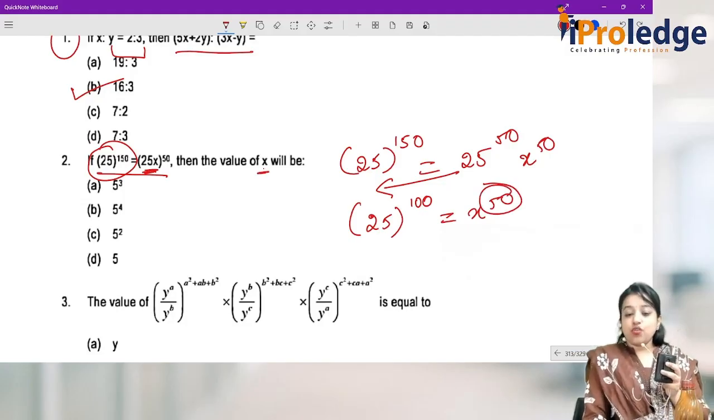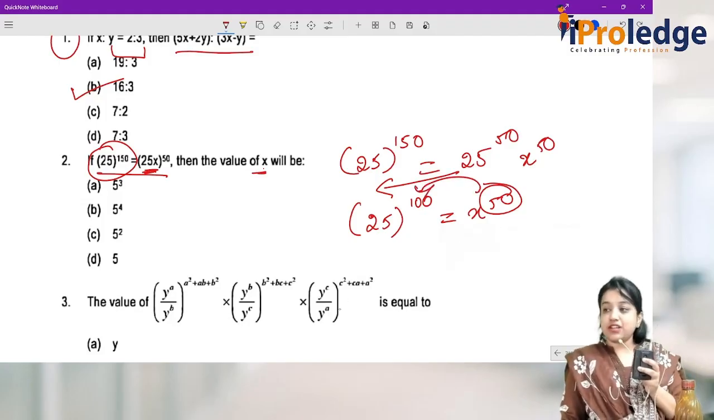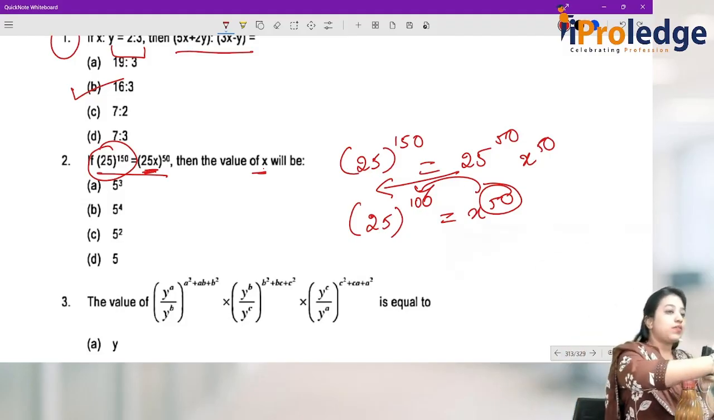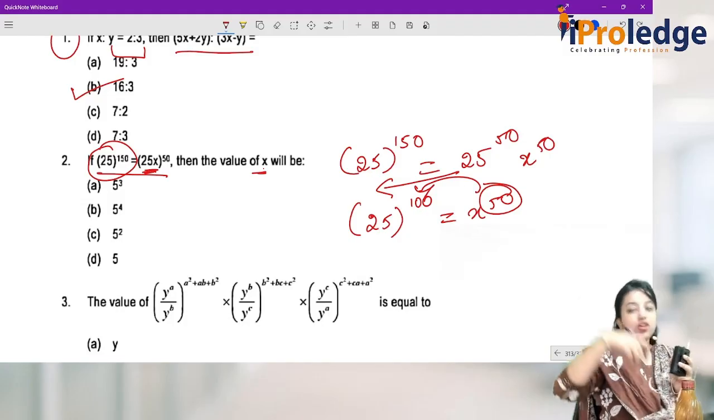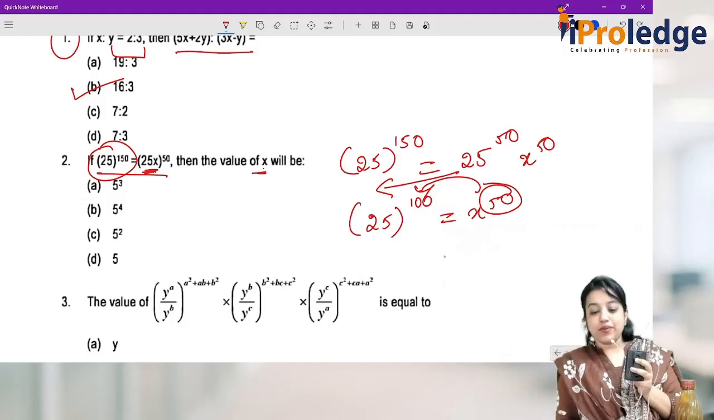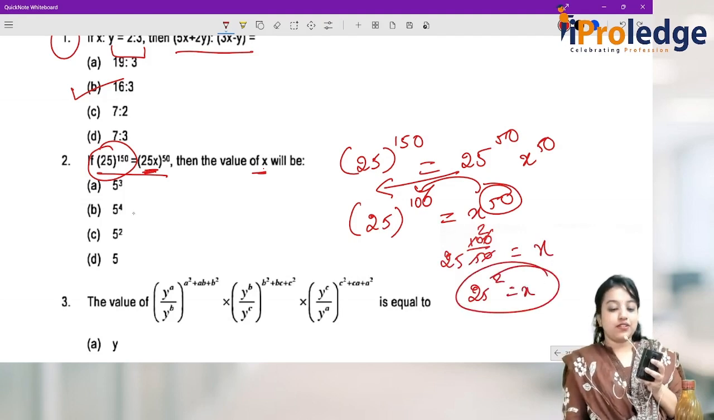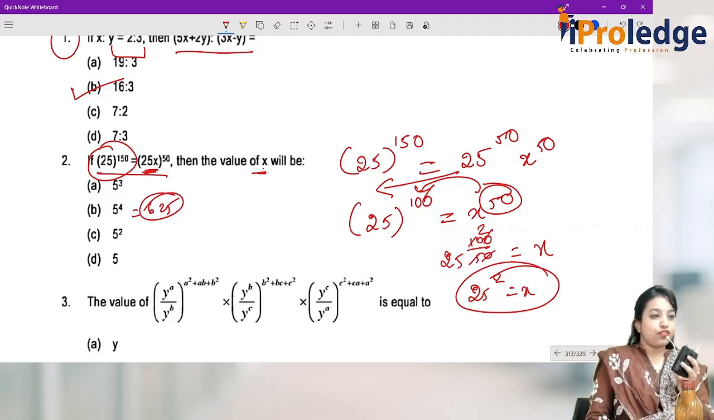They are asking only to find out x. If you take the power 50 to the right hand side, it is 50 divided by 50, just like square becomes root and 2 becomes 1/2. So x is equal to 25 squared. What is 25 squared? 625. So 5 to the power of 4 will be equal to 625.